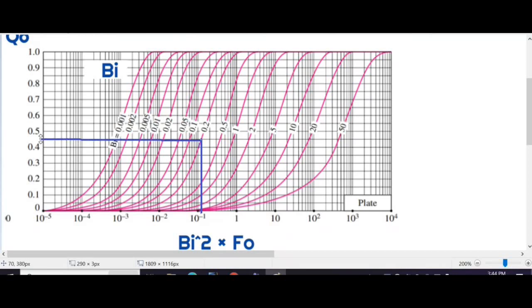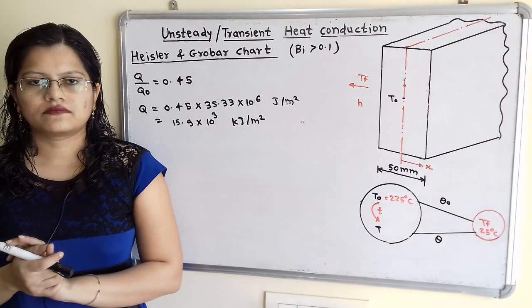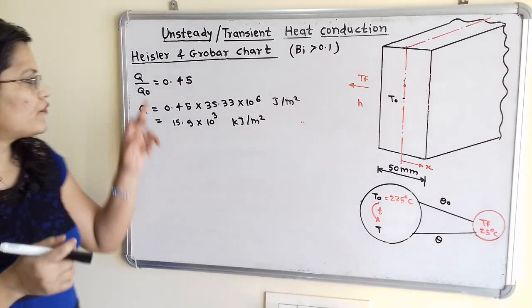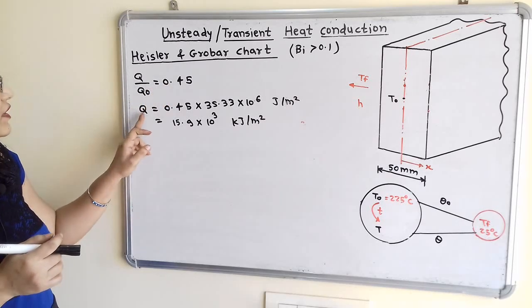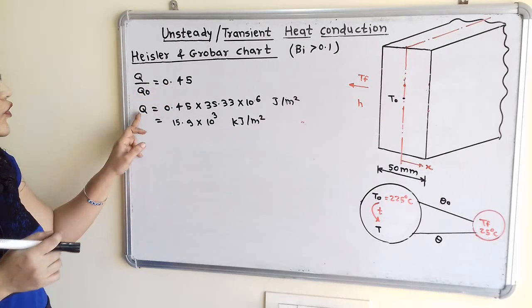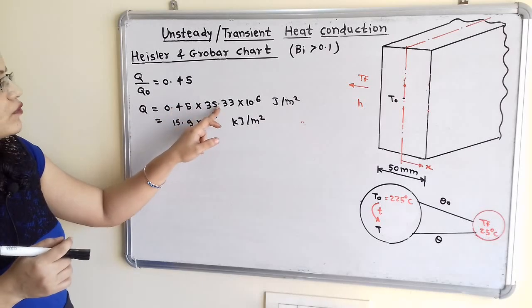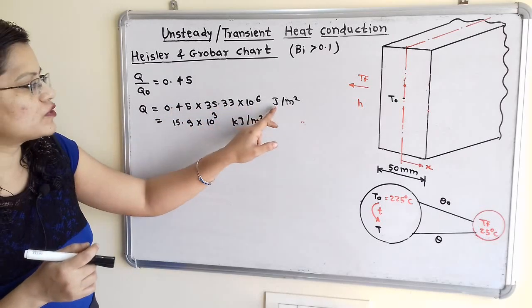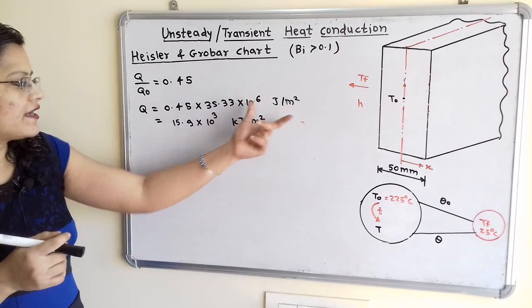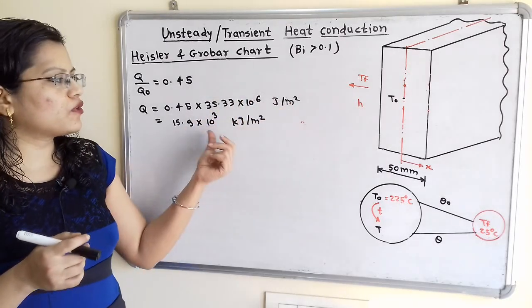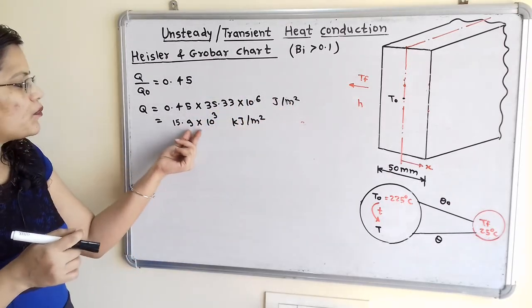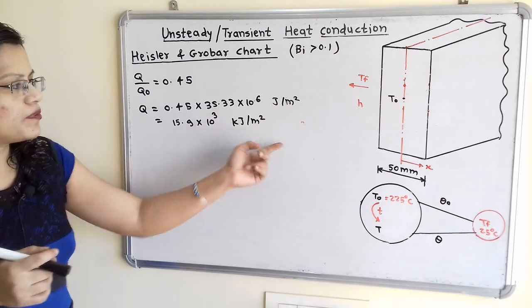So what is the value for Q by Q0? It is in between 0.4 and 0.5. That is, this value is 0.45. Now from graph, the value of Q by Q0 is 0.45. Therefore, this Q0 is known. So Q is equal to 0.45 into 35.33 into 10 raised to 6 joule per meter square. And now we will convert this into kilojoule. Then it is 15.9 into 10 raised to 3 kilojoule per meter square.